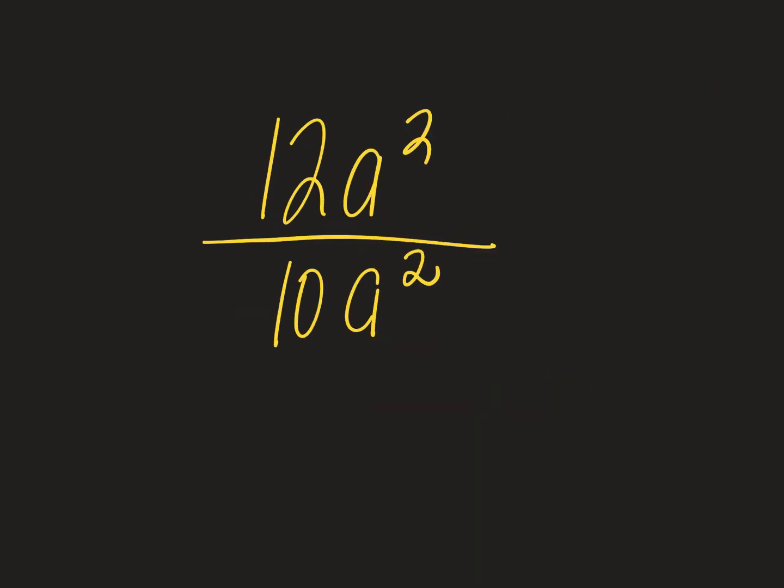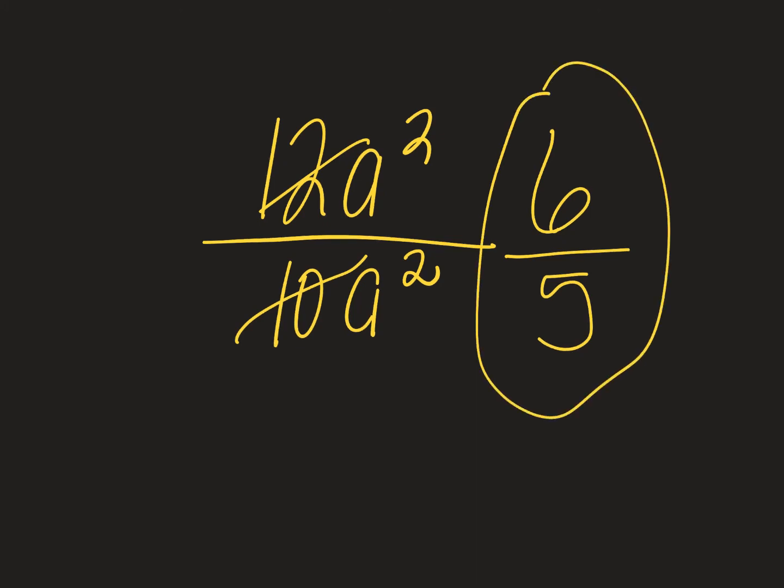12a squared divided by 10a squared. Help you with this one. All right, so, you know, you cannot technically divide, but you can reduce 12 over 10 to 6 over 5. What is a squared divided by a squared? Nothing. That's your answer. Okay? Okay, that one's weird. That is your answer.